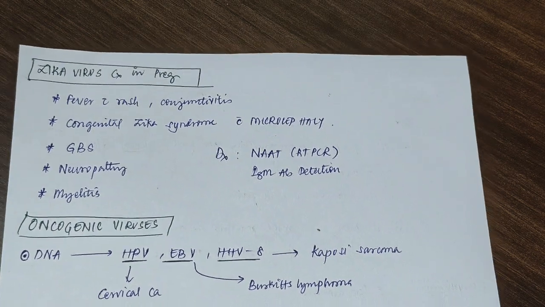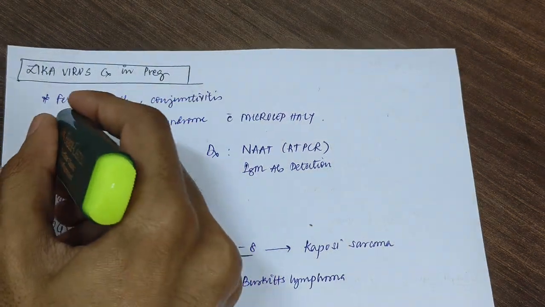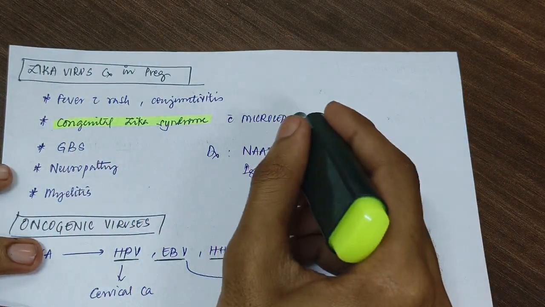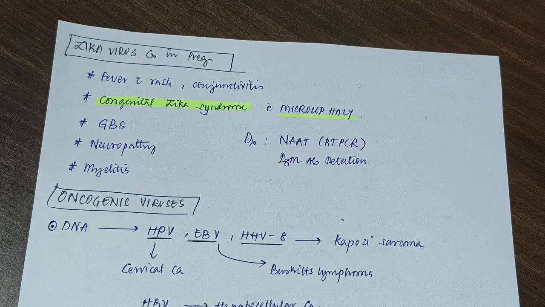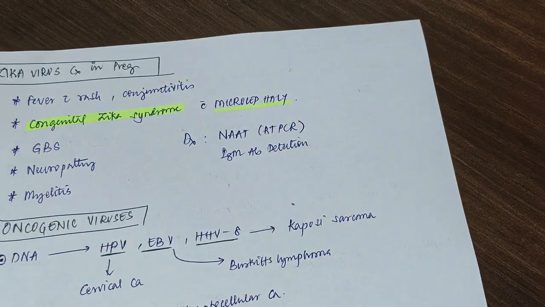Zika virus's complications in pregnancies. Basically, it is going to cause fever with rash and conjunctivitis. Then congenital Zika syndrome, which is going to cause microcephaly. Then Guillain-Barré syndrome for the baby born later. Then neuropathy and myelitis are seen. So we are going to diagnose using NAT, that is RT-PCR, and IgM antibody detection for acute infection.